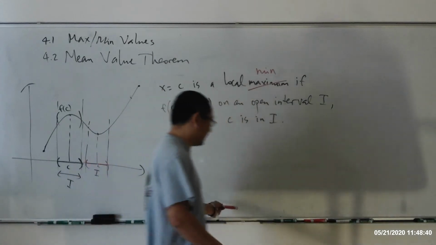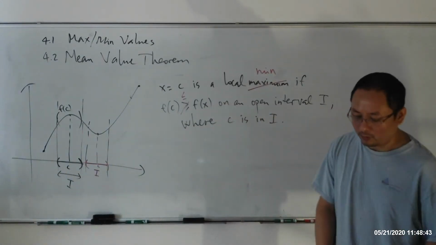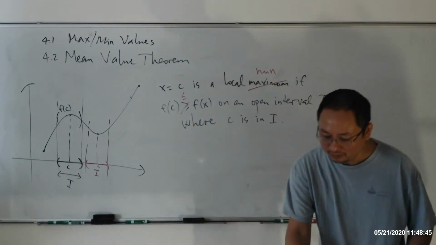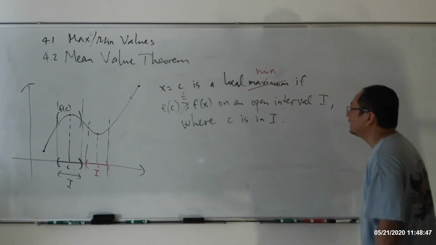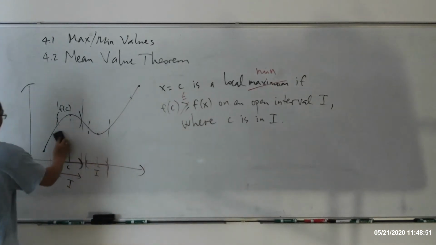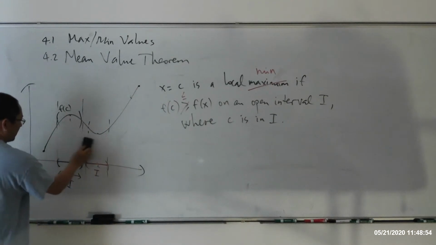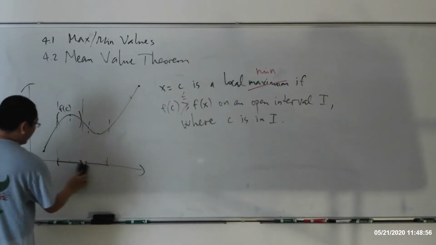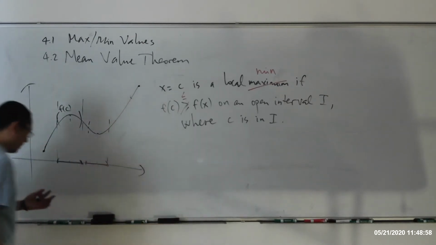And this is almost the end of 4.1, I think. Let me double check before we move on. Okay, let's use the same graph right here. Why do we need to learn about local max and local min? Max and min in general. What use do they have in calculus? How does it apply to calculus?